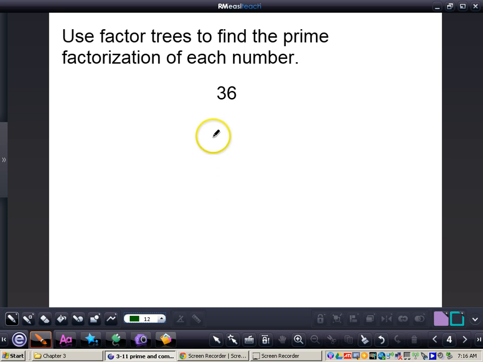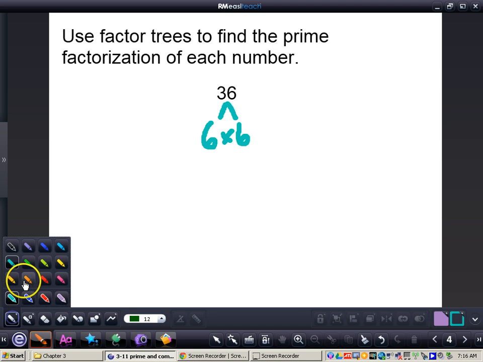Now I want you to write 36 down in your notes, and we're going to do this problem together. Okay, the first thing we need to do is think about a multiplication problem that equals 36. We have 2 times 18, 4 times 9, 6 times 6. We're going to go with 6 times 6. We'll write that down. Okay, so I'll write 6 times 6. We'll make our factor tree.